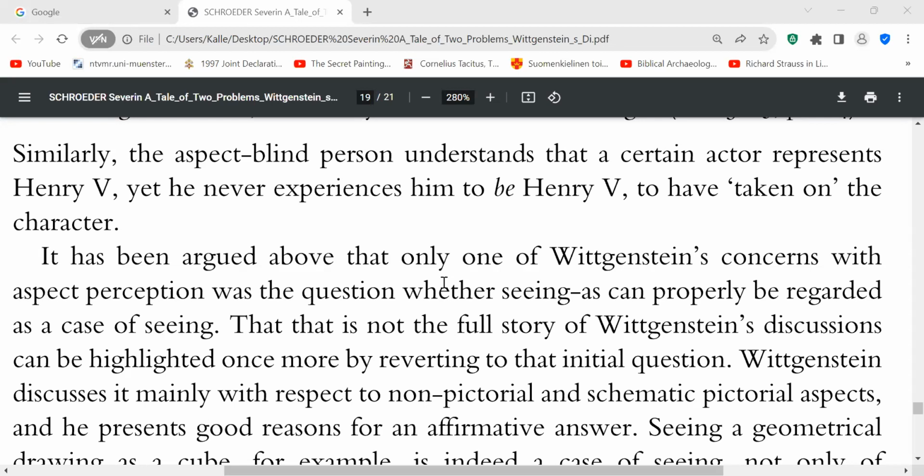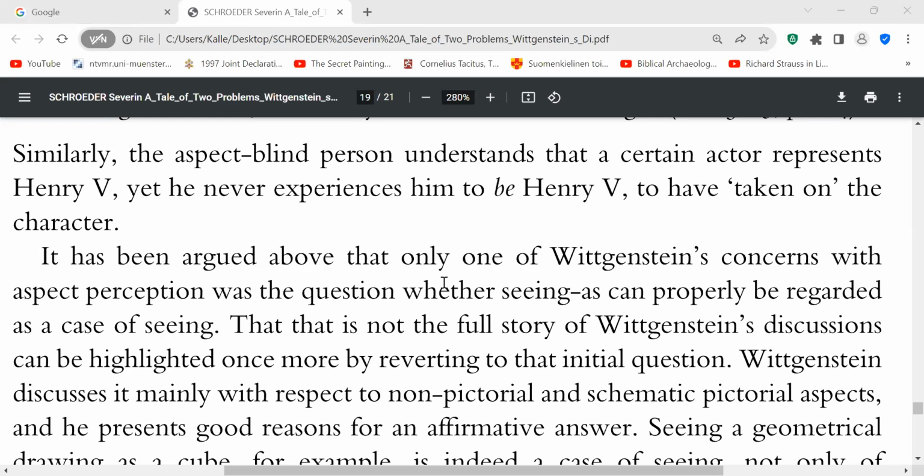The meaning. Similarly, the aspect blind person understands that a certain actor represents Henry V, yet he never experiences him to be Henry V, to have taken on the character. And I think this is such a good clue, so I'll end there.